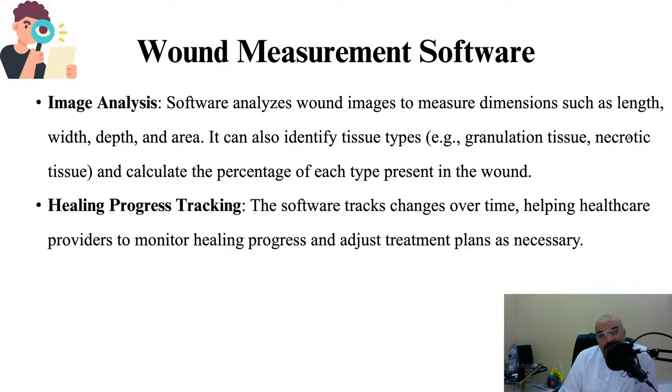In this image analysis, the software measures the dimensions: the length, the width, the area. They also train the software on identifying the type of tissues. So the software will tell us: is this granulation tissue? Is this necrotic tissue? Is this slough? Is this fibrin? And it also estimates the percentage of each type of these tissues in the wound bed.